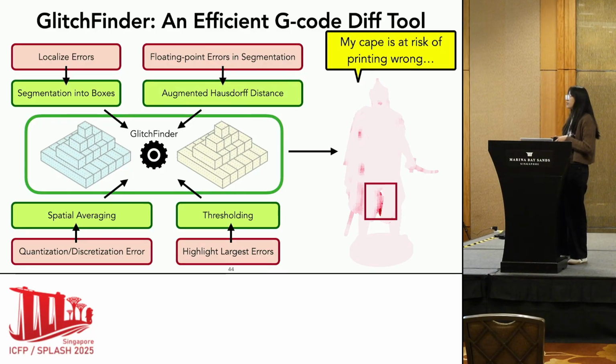So the output of Glitch Finder is a difference heat map. The color intensity indicates the magnitude of differences. So for this model, the cape region inside the red box has the darkest color, meaning that this area is most likely to print wrong.